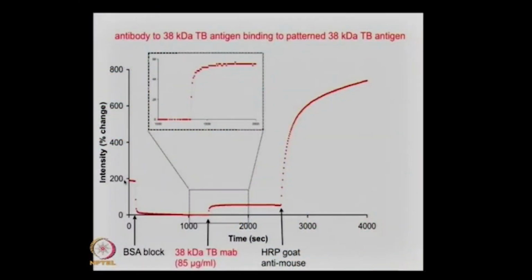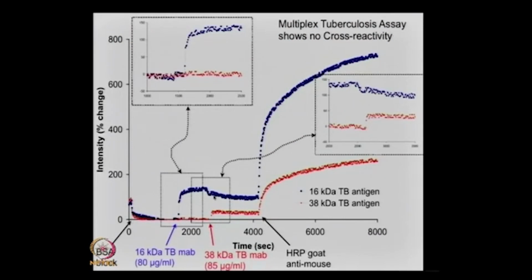Now, if you look at the second spot, which is filled with a 38 kilodalton TB antigen, you can do the same experiment, and then we'll put them together. There's two spots together. That's right. At this point, we introduced the 16 kilodalton TB antibody, and one of the spots got more intense, the other one did not. And then at this point, we introduced the 38 kilodalton, and the other spot got more intense. And then we amplified both spots. The blue one is 16 kD and the 38 kD is the red one. It is able to measure both simultaneously.